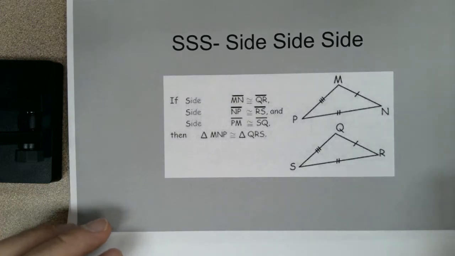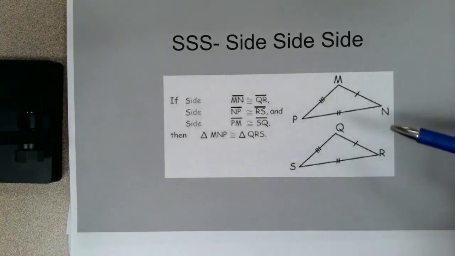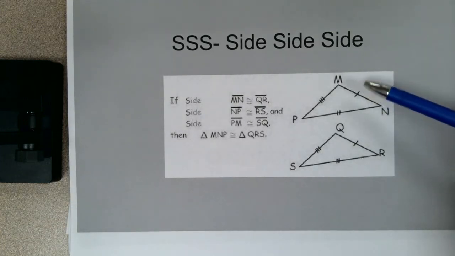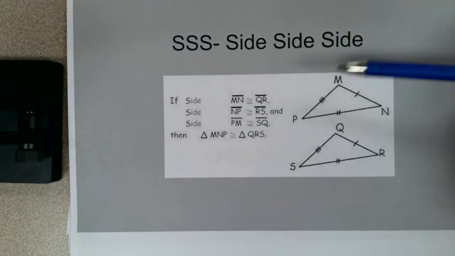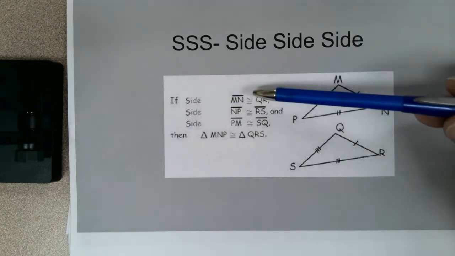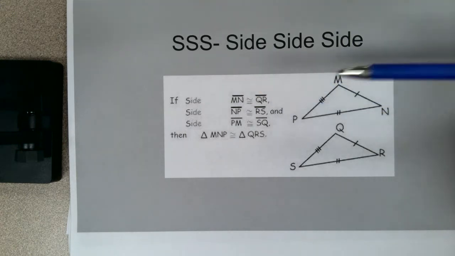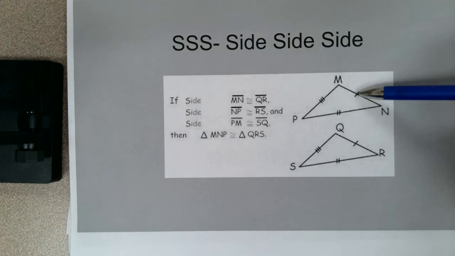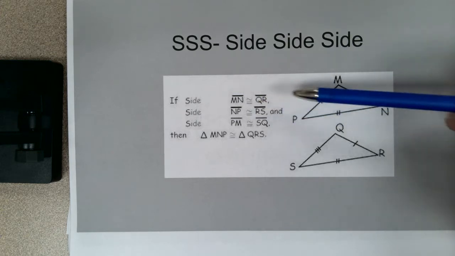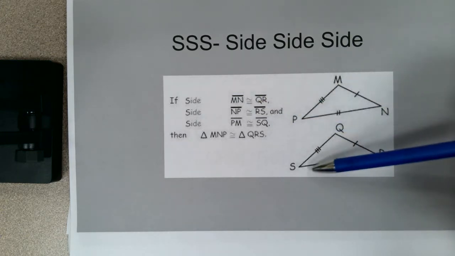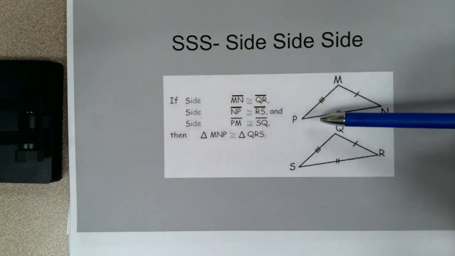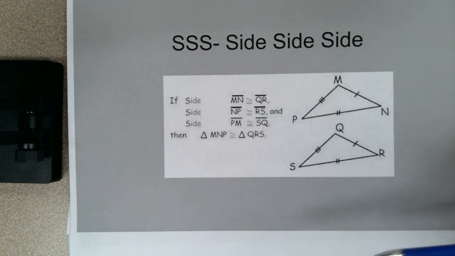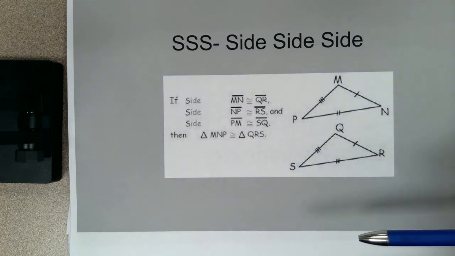And here's what it says. So we're going to be looking at triangles, and we're going to be trying to prove triangles congruent. So this is one of the methods that we can use to prove triangles congruent. It says if MN is congruent to QR, so notice MN and QR are both marked with one line, and NP is congruent to RS, which is marked with two lines, and then PM is congruent to SQ, then we can say that the triangles are congruent. And again, that would be side, side, side.